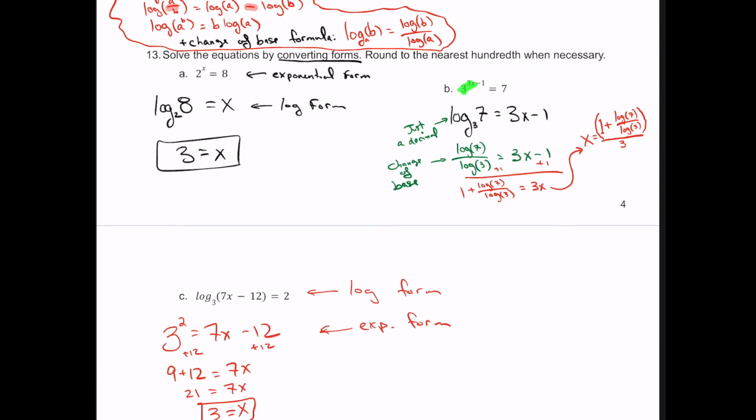Now, in the second question, we end up getting a decimal answer. So we're given exponential form, and the base is the base. I'm rewriting it in log form now. Answers to logs are exponents, so that one over there. And then the answer to the exponential goes inside the log.